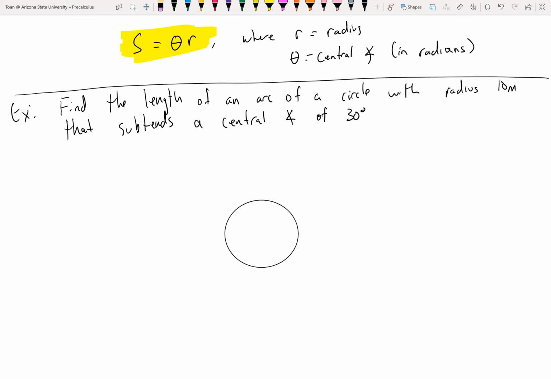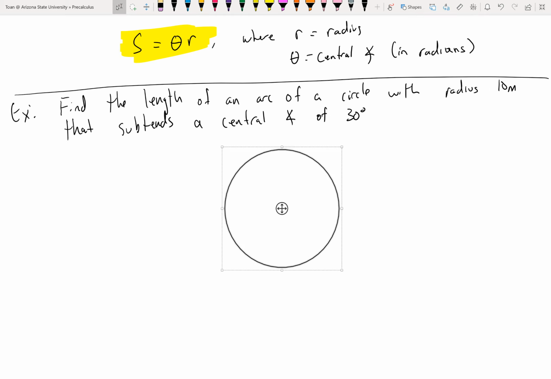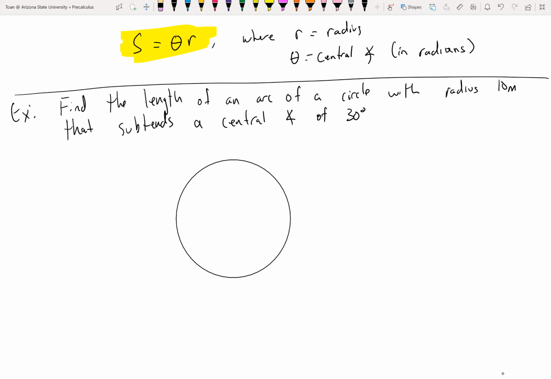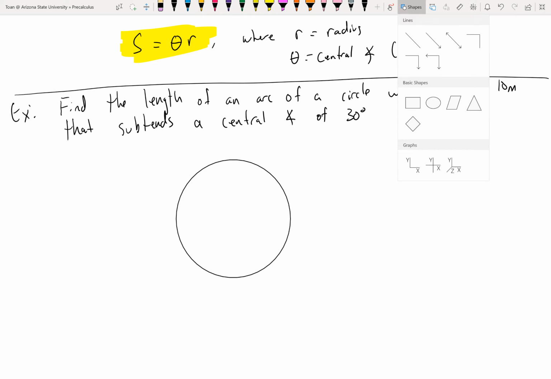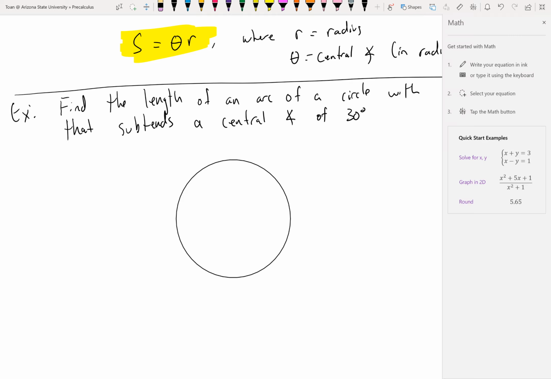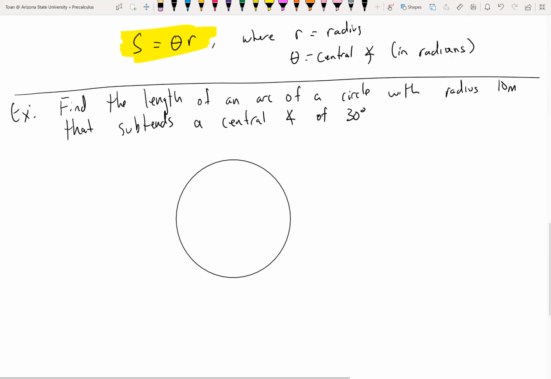Right? So I'm not going to do an accurate sketch because I don't have a protractor here. But I'm going to approximate. Right, so here's the center. So basically what it says is if you carve out a wedge of a circle where this is 30 degrees and then this is 10 meters, how long would that arc be?